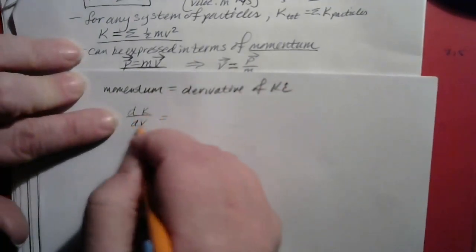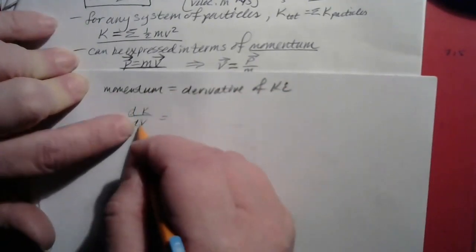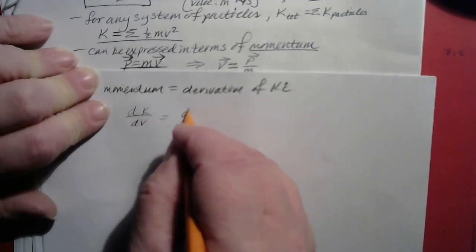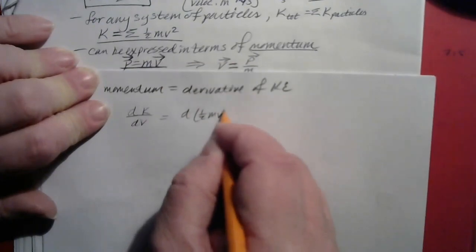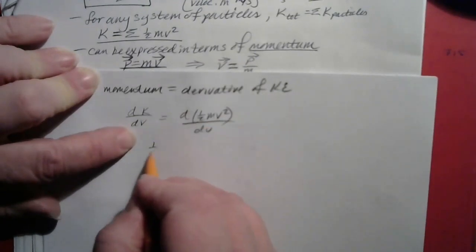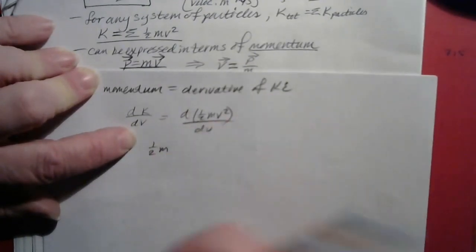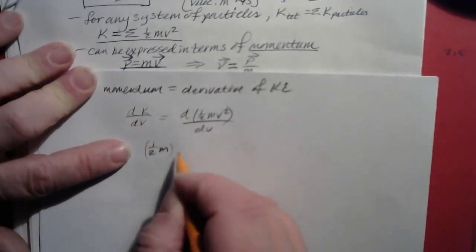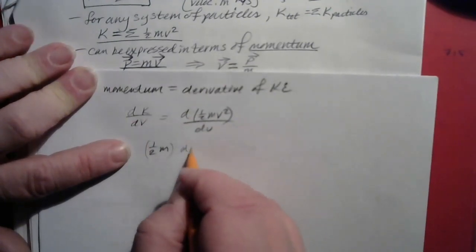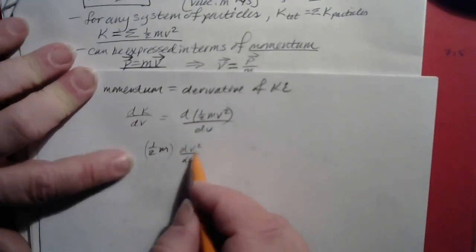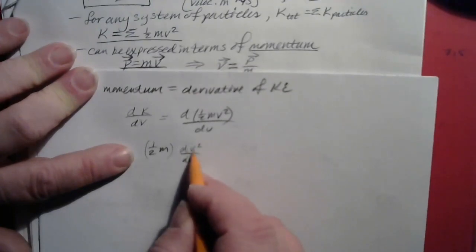And if you take the derivative of kinetic energy, with v being the variable, you've got 1/2 mv squared. And the 1/2 and the m are constants. The m is a constant because it's not the variable that we're calling the variable. And so it's 1/2 m basically times dv squared.